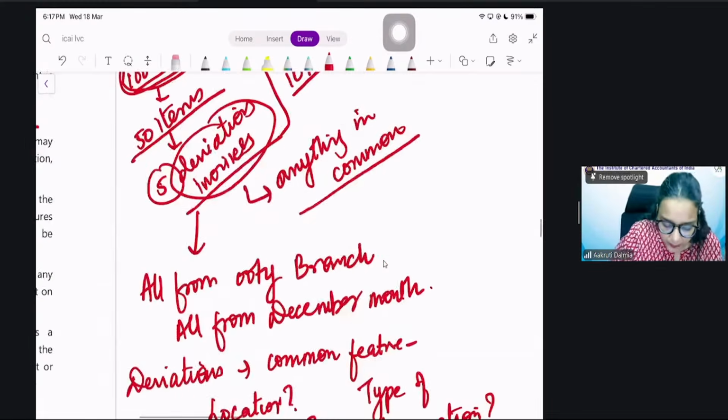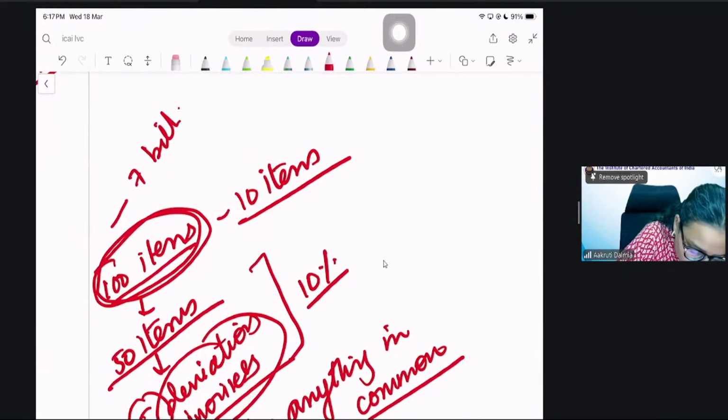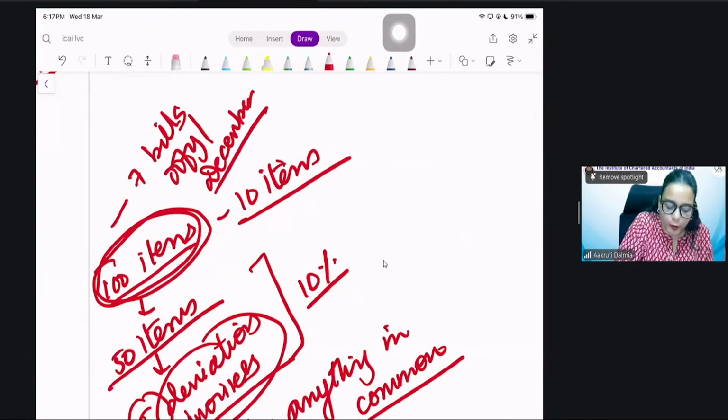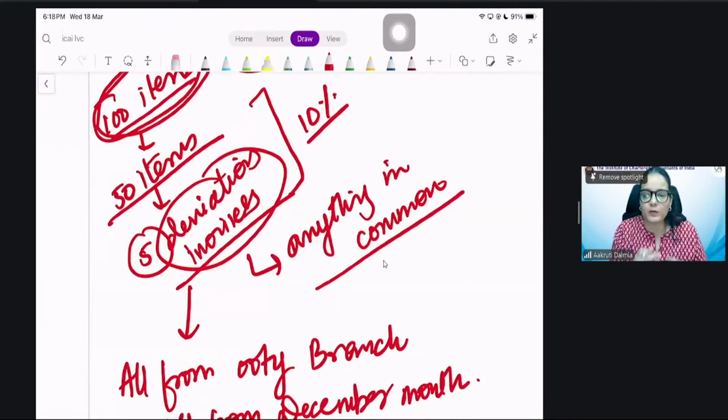Now let's say that out of 100, there are a total of only 7 bills from Ooty in December. Then the deviation expected would be 7 items or 10 items. So will you blindly, without using your mind, just apply the same rate and that will be your final answer? No. Whenever you find any misstatements and deviations, try to find whether they have a common pattern.